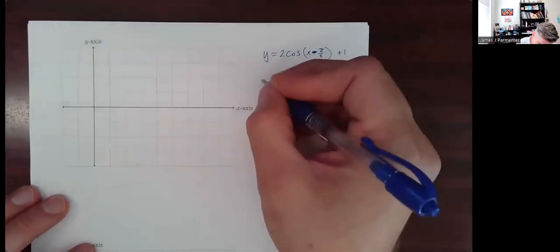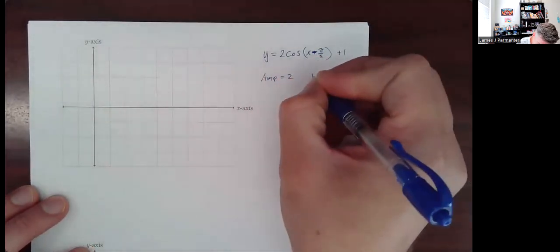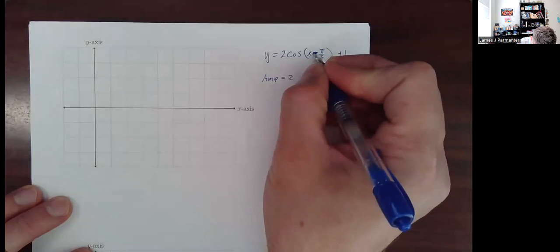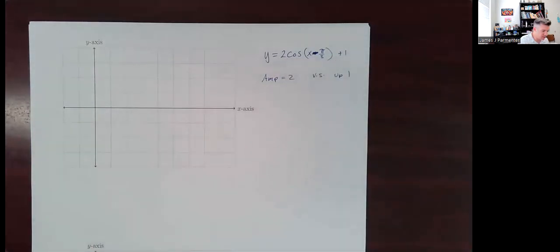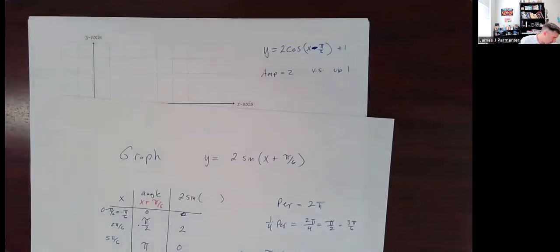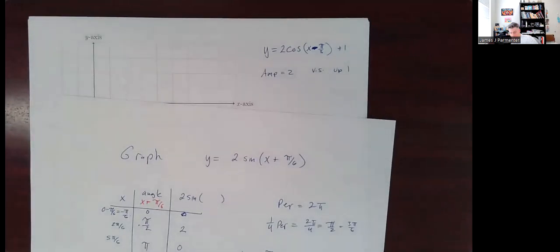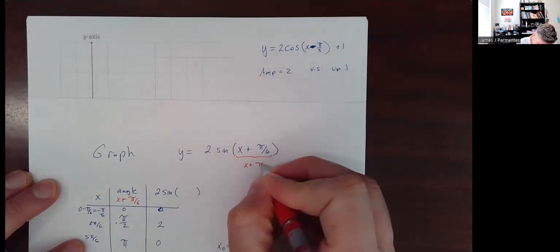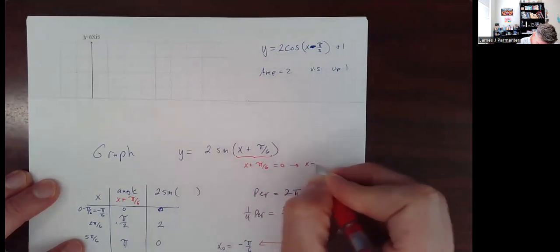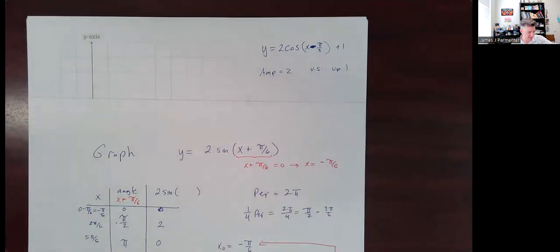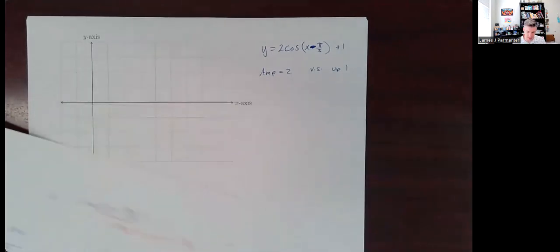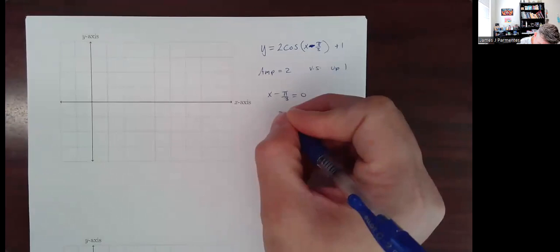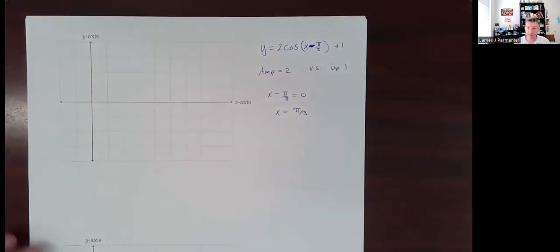So we know that the amplitude is 2 and the vertical shift is up 1. The horizontal shift, and again, that's a minus pi over 3. So here's the easiest way of doing it. In the previous one, what I could have done is find the horizontal shift by setting what's inside the function equal to 0, meaning if you just set that equal to 0 and then solve for x, you're getting a negative pi over 6. That means you're shifting pi over 6 to the left. So same deal here. If I just set x minus pi over 3 equal to 0, my shift is positive pi over 3, meaning pi over 3 to the right.